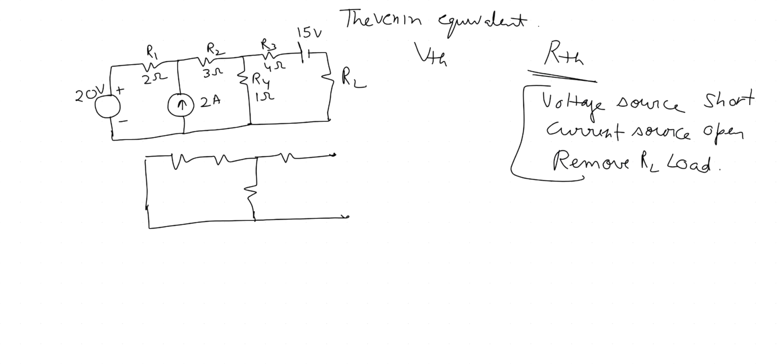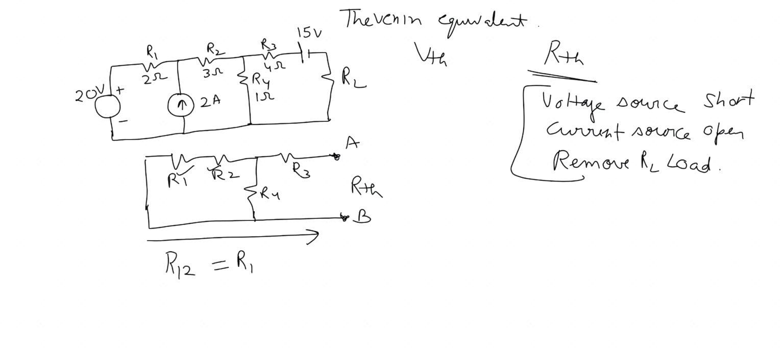So this represents R1, R2, R4, and R3. Points A and B are the points where you are finding RThevenin. You remove the load, and at the point from where you remove the load, you find RThevenin. First of all, R1 and R2 are in series, so R1,2 will be R1 plus R2. That gives me 2 plus 3, 5 ohm.